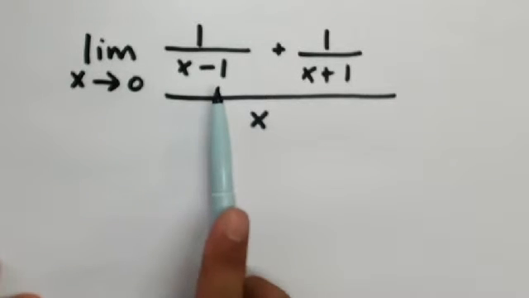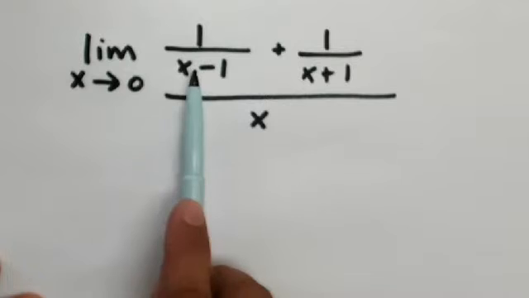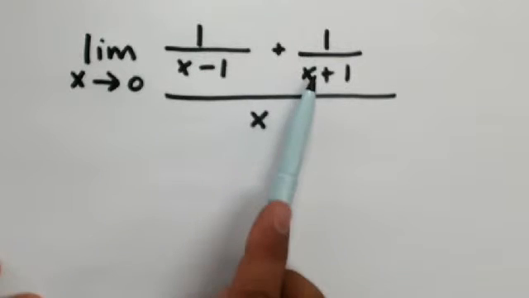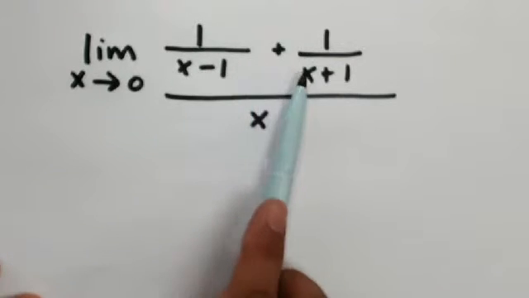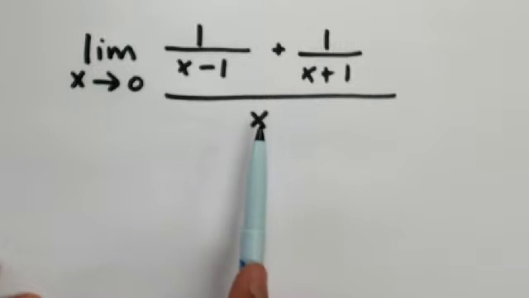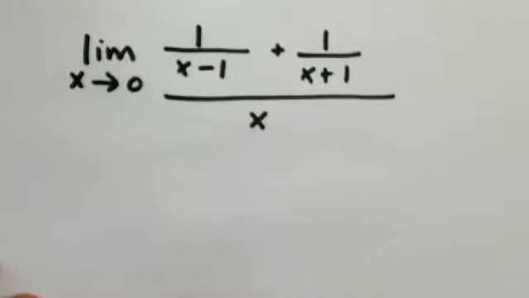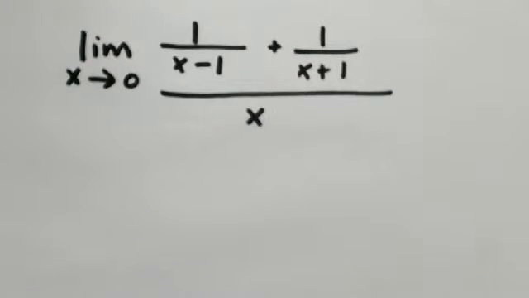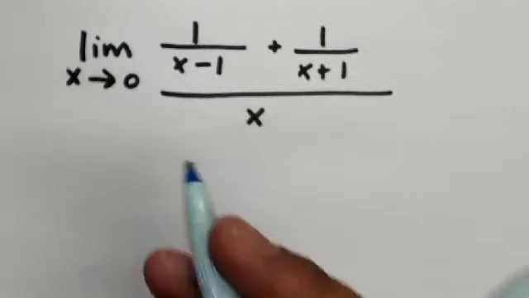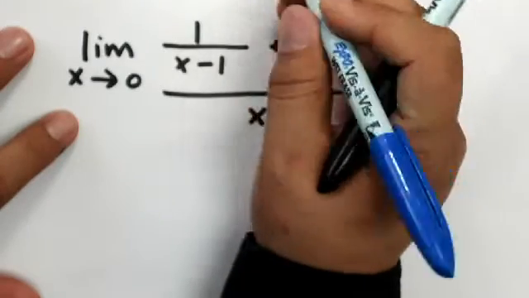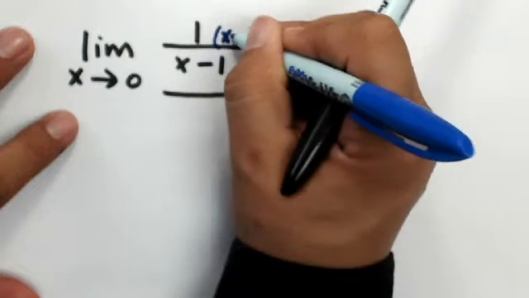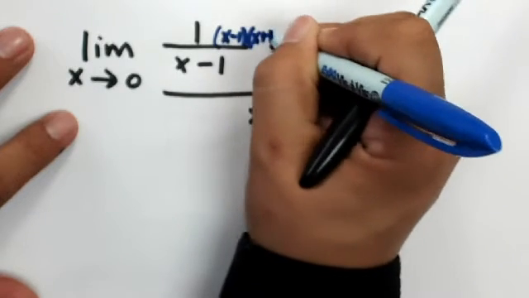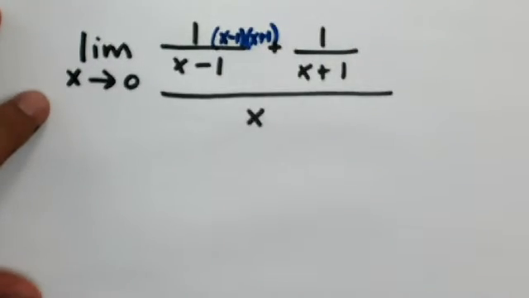0 minus 1, that's negative 1, so the top is negative 1, plus 0 plus 1, 1. So this is negative 1 plus 1, that's 0 over what? 0. Now, since it's 0 over 0, we may multiply by what, Marisabel? And that would be x plus 1.